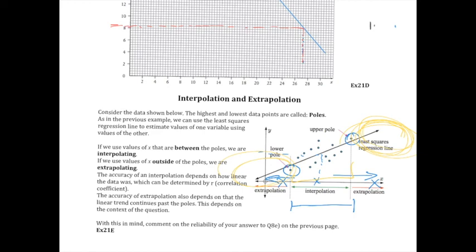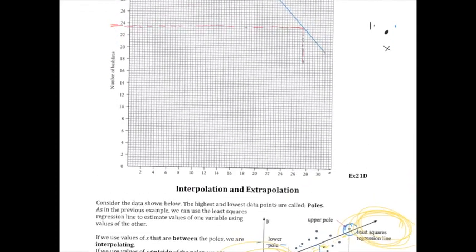interpolating is generally more reliable than extrapolating, because we can assume the trend is followed within the values we were given. But assuming the trend is followed outside the values we were given is a little bit harder. We're assuming a lot. Now, with this in mind, comment on the reliability of your answer to part d on the previous page or on the same page.